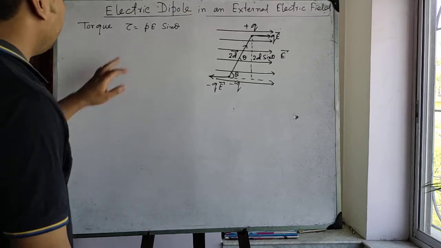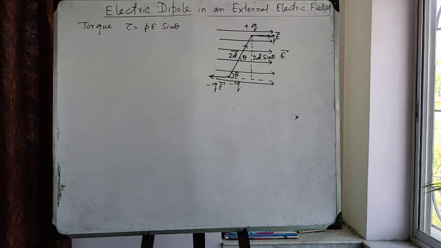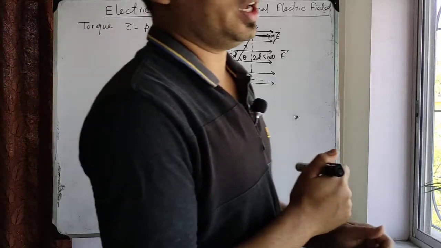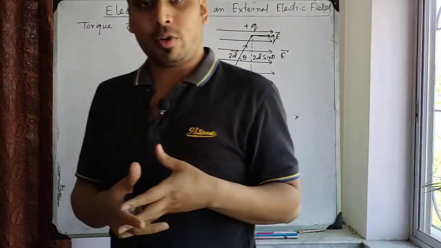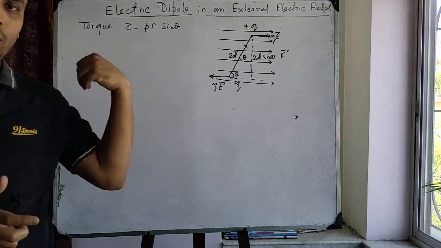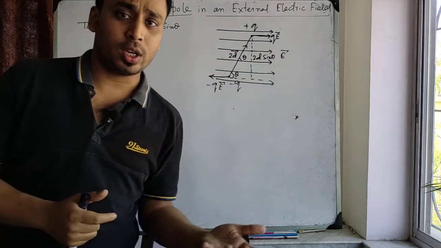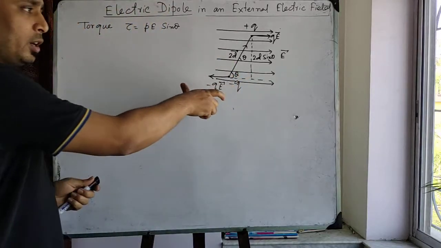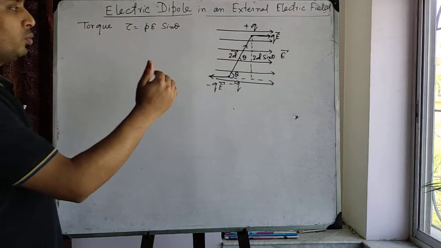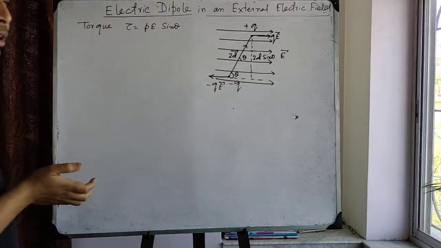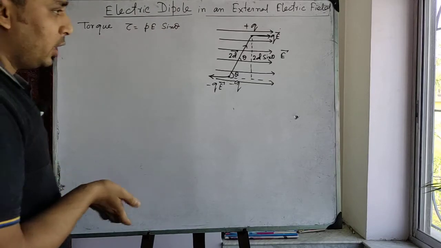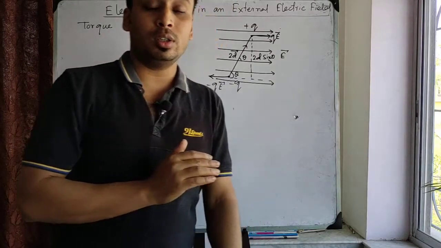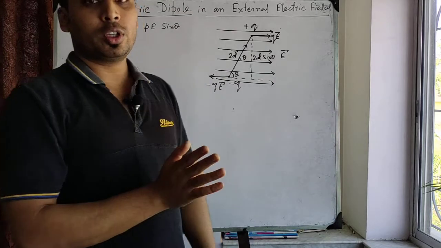Now this torque tau equal to P sin theta will rotate the dipole along the field direction, and the amount of work done by this torque will be stored in the dipole as its potential energy. So this will rotate the dipole along the field direction, and it will perform some amount of work for the rotation, and that amount of work done will be stored in the dipole as its potential energy.